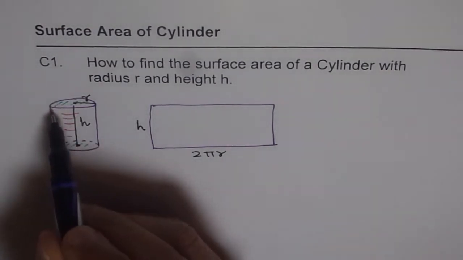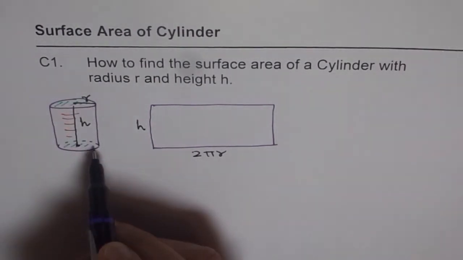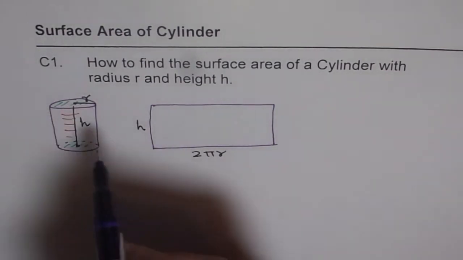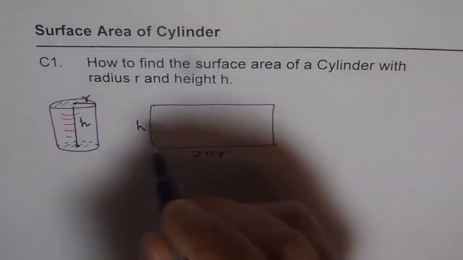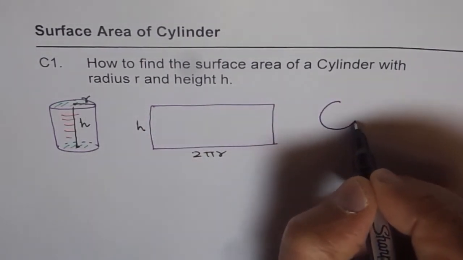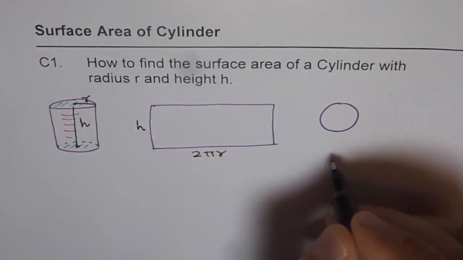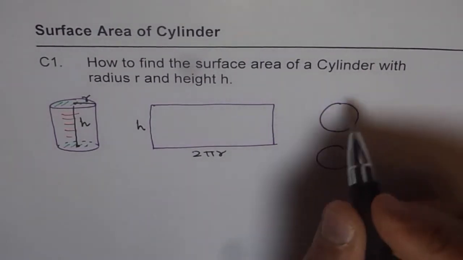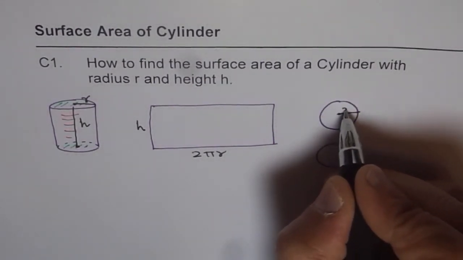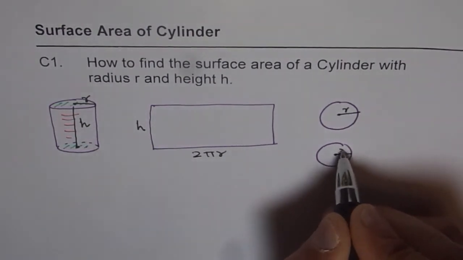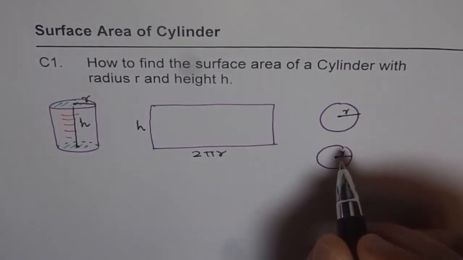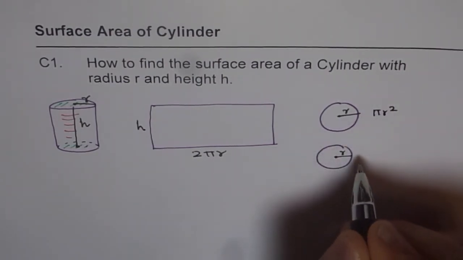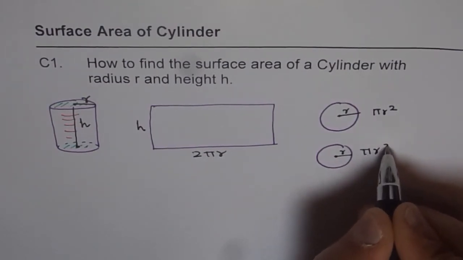Now I have these two circles also, one at the top and one here, right? Let me show these circles separately here. There's one circle on the top and then we have another circle in the bottom. These circles will have radius r, right? For these two circles, both radii are the same, so their areas are the same. And how much is the area for a circle? The formula is pi r square. So the area of both the circles is pi r square plus pi r square.